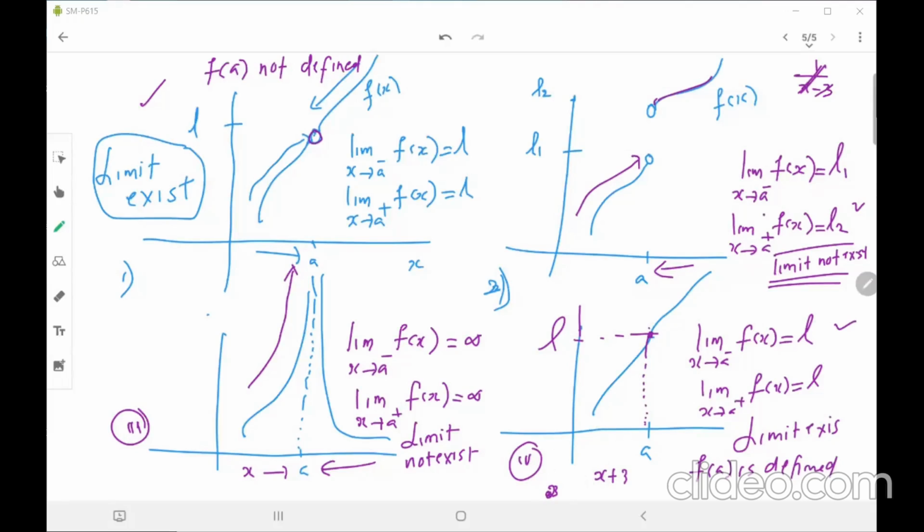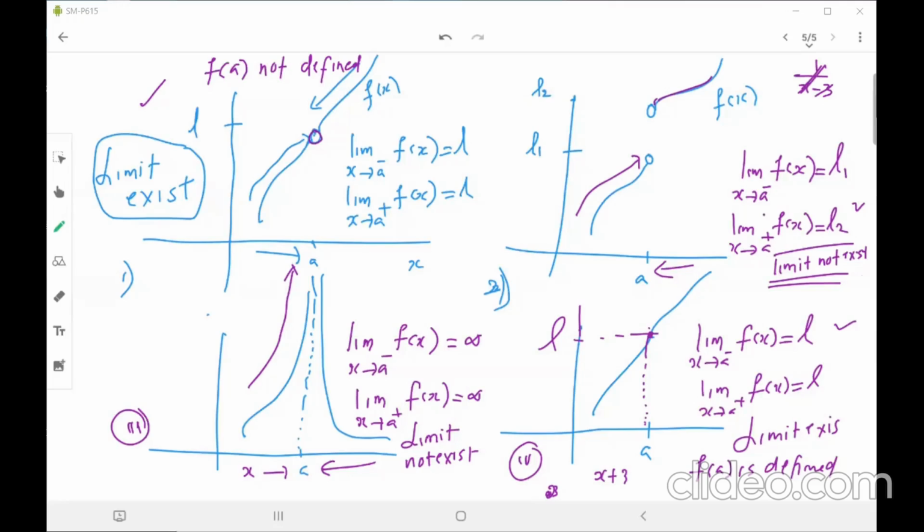Here we are talking about cases 1, 2, and 3, but I just told the difference. Later we will discuss the cases where f of a is also defined. Okay, clear? Any question?